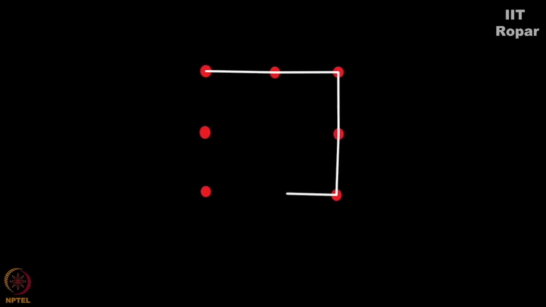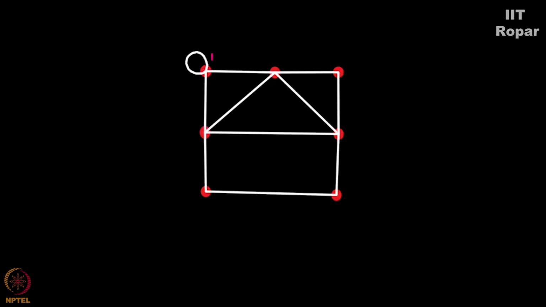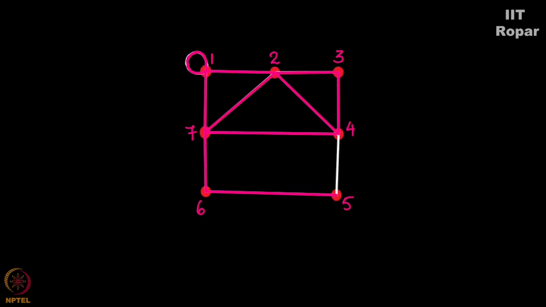Consider this graph where we have a loop here and I label the vertices as 1, 2, 3, 4, 5, 6 and 7. I'll start from this vertex, let me say 5, 5 to 6, 6 to 7, 7 to 4, 4 to 2, 2 to 1. 1 has a loop here, so I cross the loop like this and I'm again at 1, 1 to 7, 7 to 2, 2 to 3, 3 to 4, 4 to 5. I have come back to 5 now. This graph is also Eulerian.